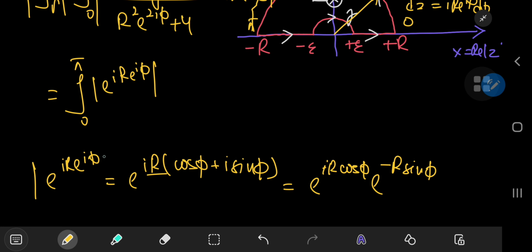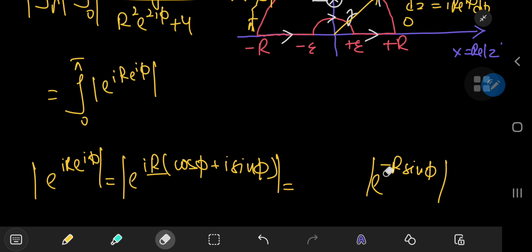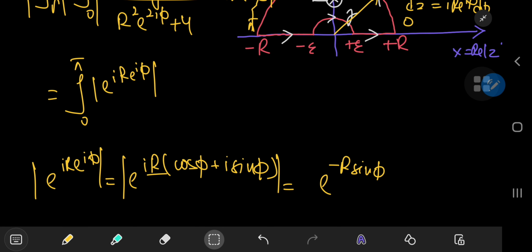So if you take the modulus of this, then you have the product of the moduli of these two exponentials. And if you have e to the i times some real number, which in this case is r times the cosine of phi, that evaluates to 1. And this is just a positive real number, so you don't need the modulus or the absolute value operator anymore. So this sorts out to e to the -r times sine phi.